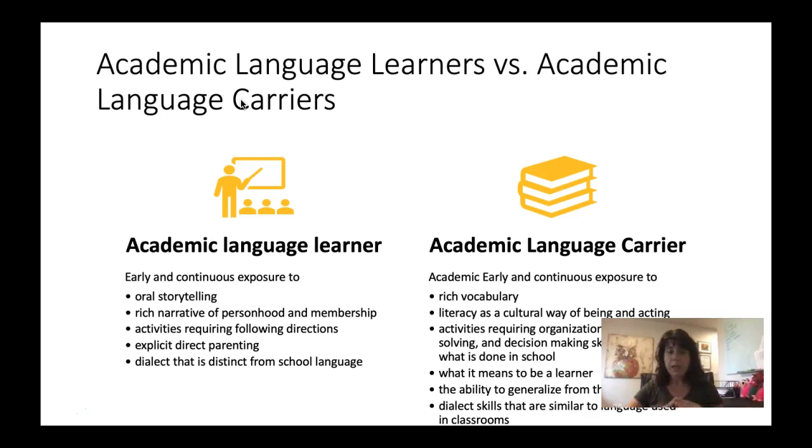So an academic language learner is a student whose English language proficiency, the way their language level in English, is very different at home versus what's going on at school.